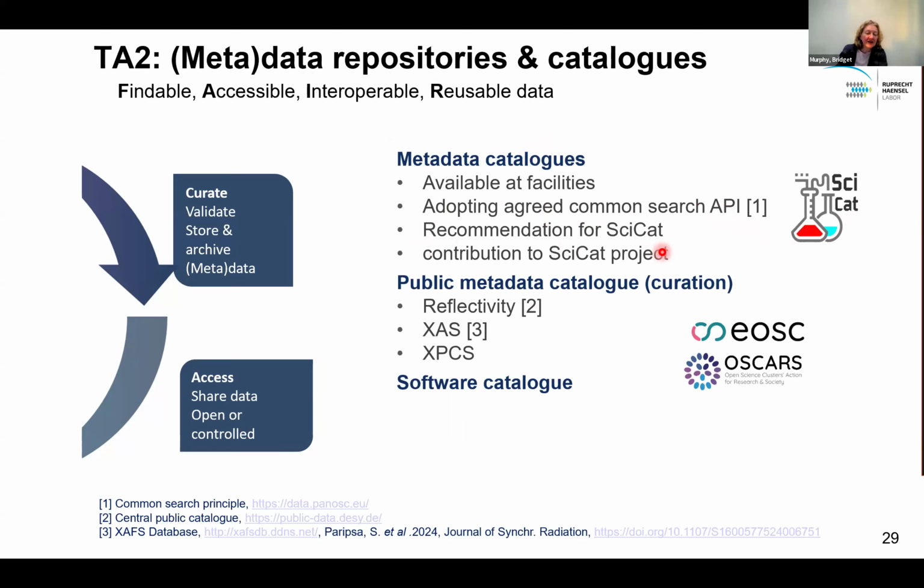And our colleagues in Berlin had already started using ICAT, which has been running at ESRF for some years now. We felt that the more modern SciCat would be a progressive approach, and this is why we recommend that people use SciCat. We're also working on public metadata catalogs. At the moment, we have 3. We have one for reflectivity, one for XAFS, and one for XPCS. And these catalogs will be embedded in the European Open Science Cloud.